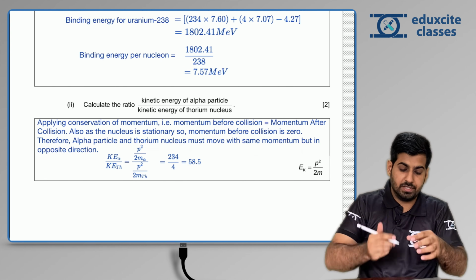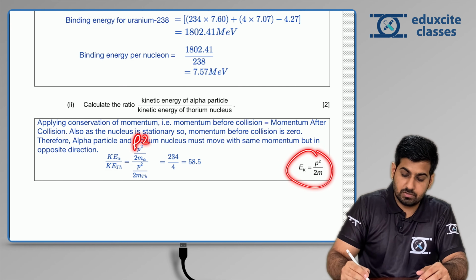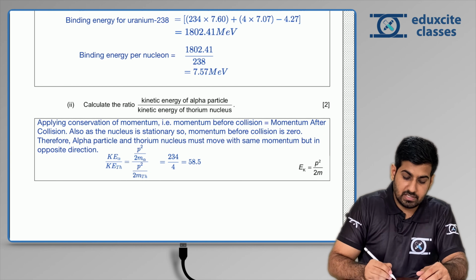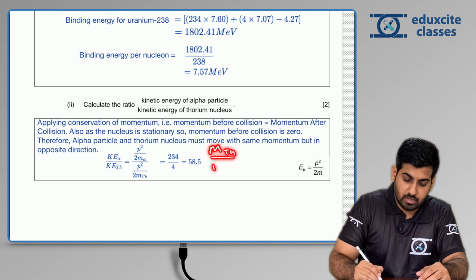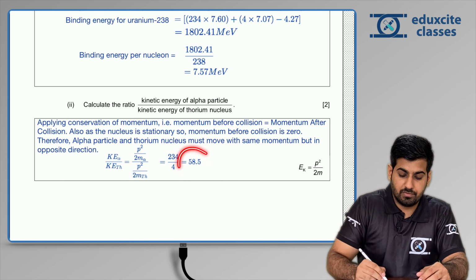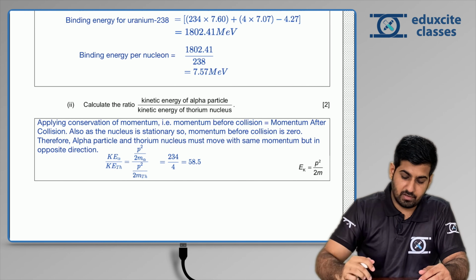So that is why using this ratio of p squared, this is also the formula given in your data booklet, p squared and p squared get cancelled, 2 and 2 get cancelled, so mass of thorium upon mass of alpha particle, that is 234 divided by 4, 58.5 is the ratio. Okay, I hope I have cleared this doubt.